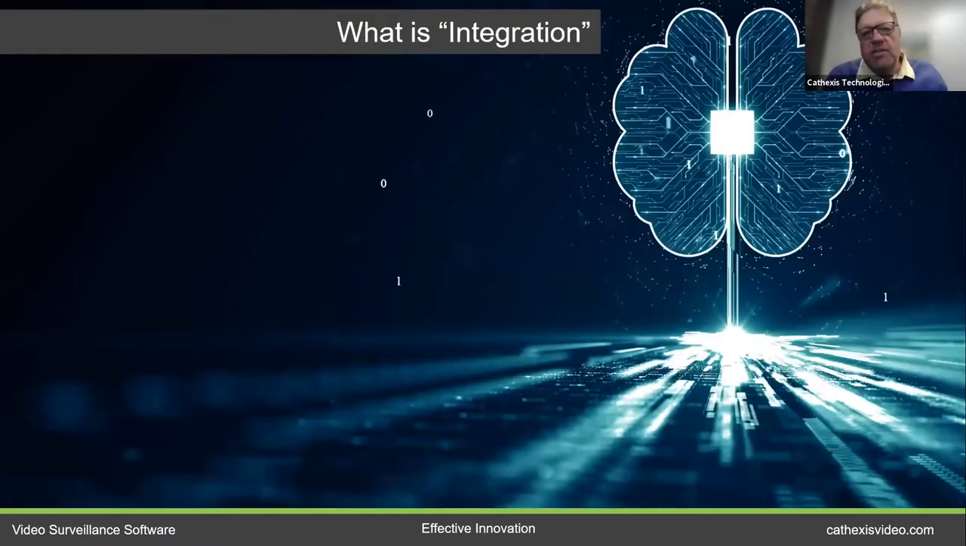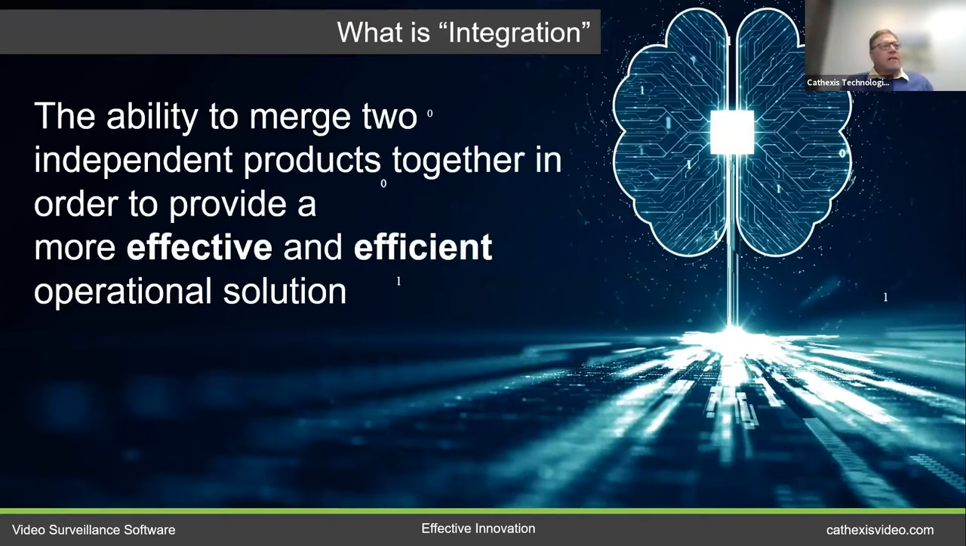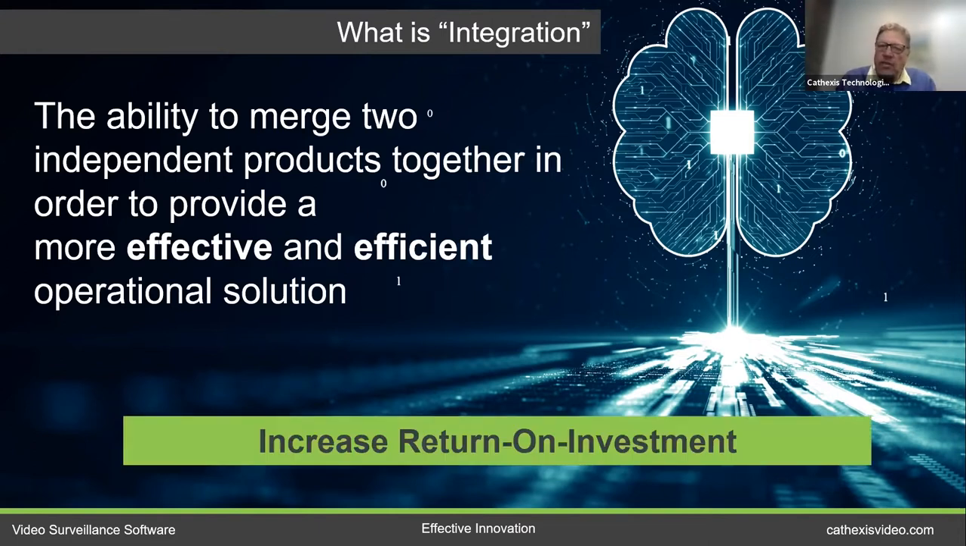So what is integration? Well, without telling you the obvious, it's the ability to merge two independent products together in order to provide a more effective and efficient solution. Now, some may say effective and efficient are the same thing, but they're not really. Effectiveness is the ability to achieve your ultimate objective, whereas efficiency is the ability to achieve that objective in the most timely and efficient manner. And ultimately, what we want to do is try and increase the return on investment for your customers.